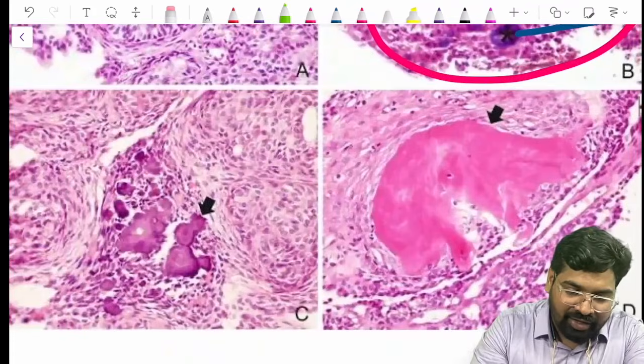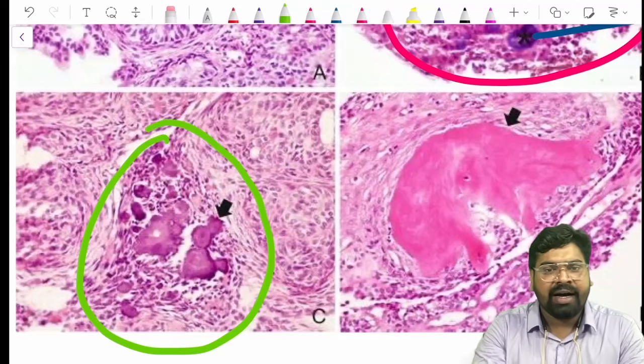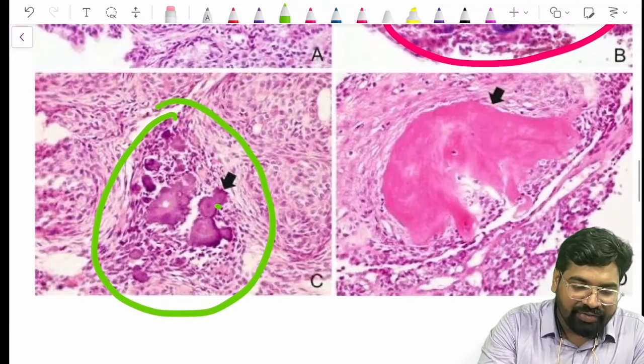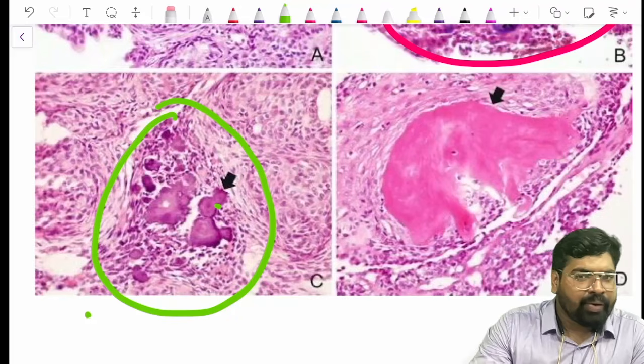Then can you see? This is more clear. In the CEOT like areas, what you are seeing are the calcifications. You see these calcifications, they are nothing but your Liesegang rings. Okay, this is about your AOT.